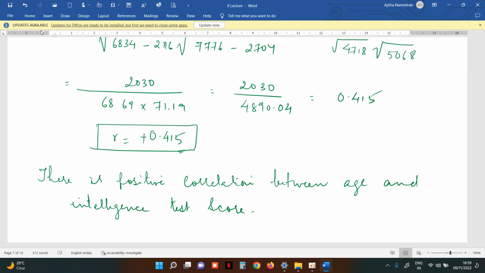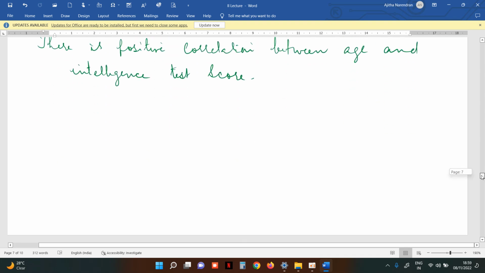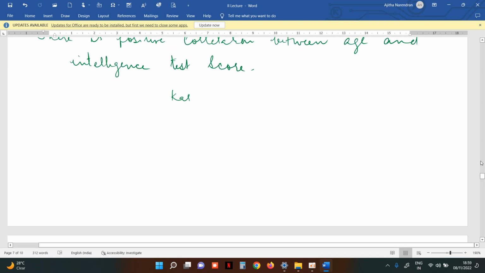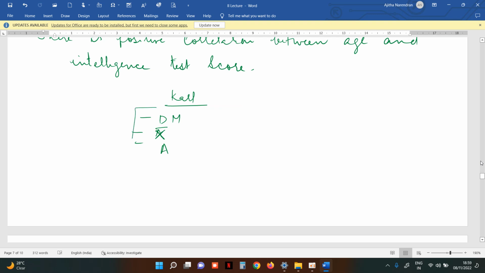So with this all the methods of Karl Pearson are over. In case of Karl Pearson we have seen three methods: direct method, arithmetic mean method, and assumed mean method. These are the three methods we have seen. And apart from that, one more formula we have seen in order to compute correlation in case of grouped data. These are the figures we have seen in case of Karl Pearson's coefficient of correlation. So with this, the Karl Pearson portion is over.